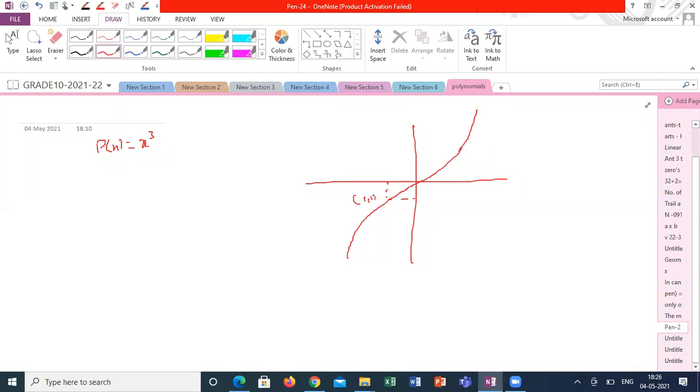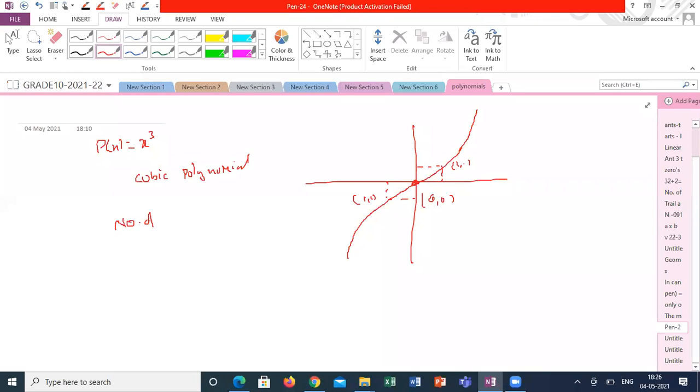This is (1, 1), because when I substitute minus 1, I will get the answer minus 1. If I substitute plus 1, the answer is plus 1. Even though it is a cubic polynomial, it is intersecting the x-axis only at one point, that is (0, 0).